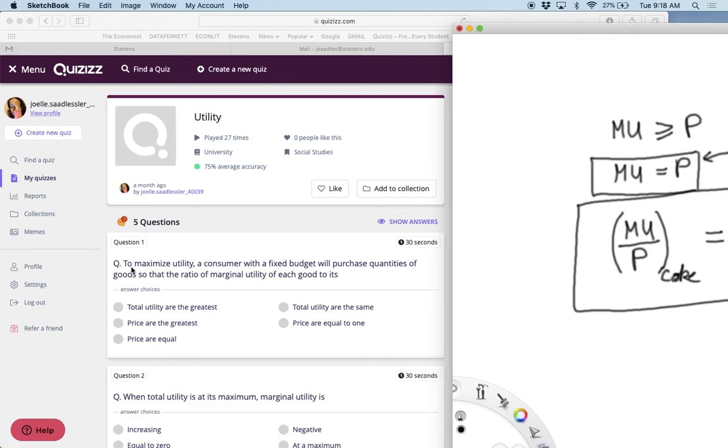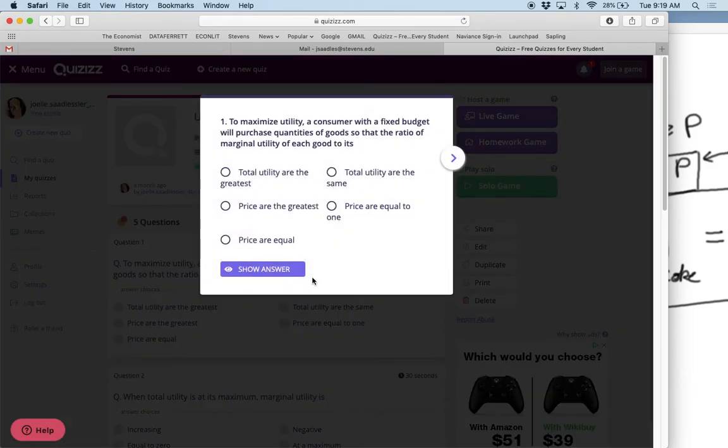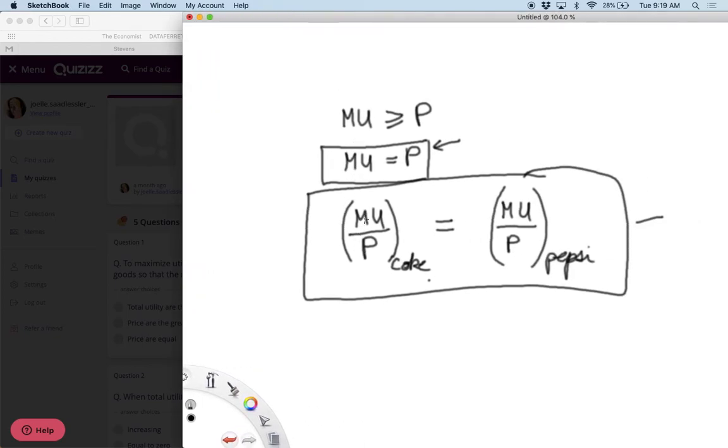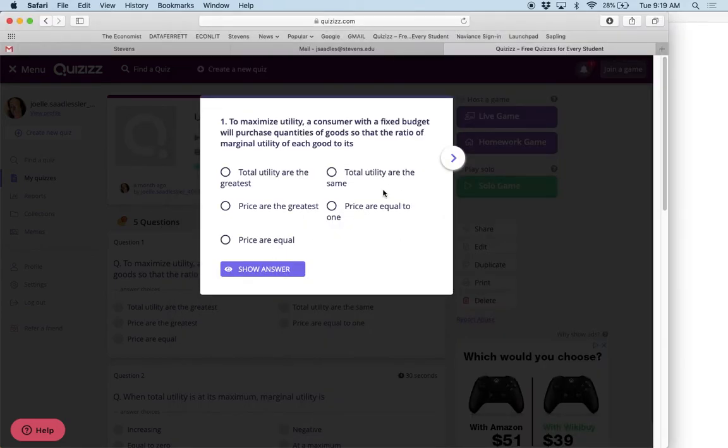First, to maximize utility, a consumer with a fixed budget will purchase quantities of goods so that the ratio of, so here it's talking about buying more than one good, so the ratio of marginal utility of each good to its price are equal. So the answer would be equal. Because basically what we're saying is the rule is you want to make sure marginal utility relative to price is equalized across the two goods.